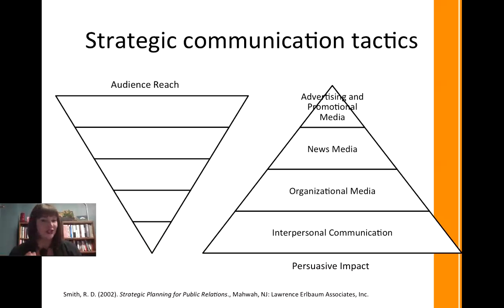So I keep mentioning those extension agents, but they're an opportunity for us to really have that interpersonal communication. And it doesn't have as much audience reach, but of course we have a lot of extension agents that we can use within the multiple states that we're talking about for our projects.